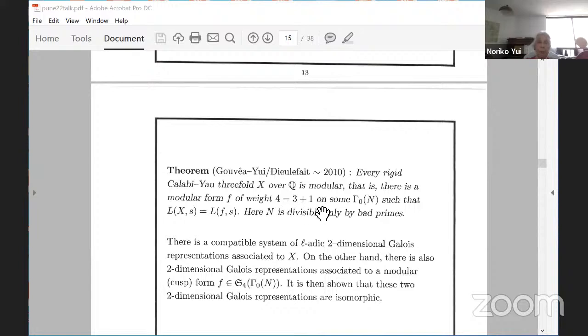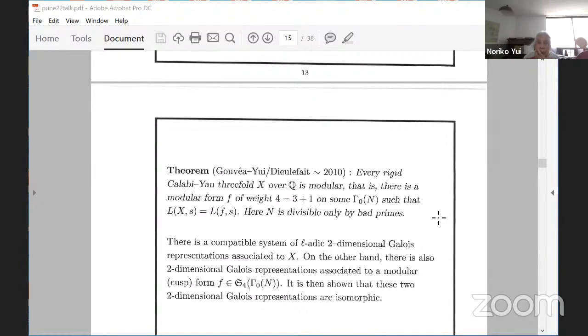Weight 4 is the dimension plus 1, on some Gamma_0(N), such that the L-function is in fact determined by this modular form. And then this N is divisible by only bad primes. For each case, we know how to get this N once we have the equations.